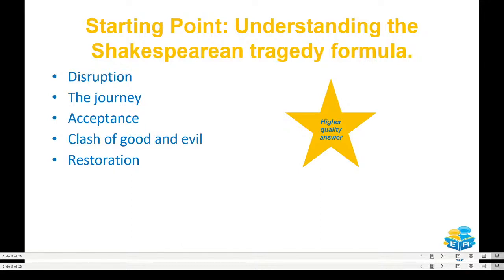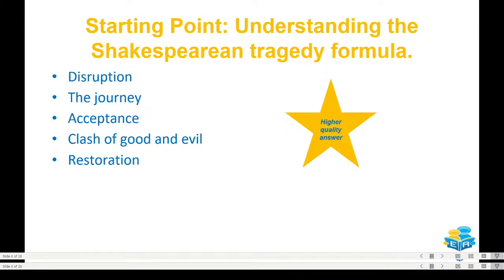The journey, then. Lear is our tragic hero. Lear is our main character. This disruption happens, and Lear is cast aside. Lear goes on that journey, and the journey that Lear goes on causes him great suffering.